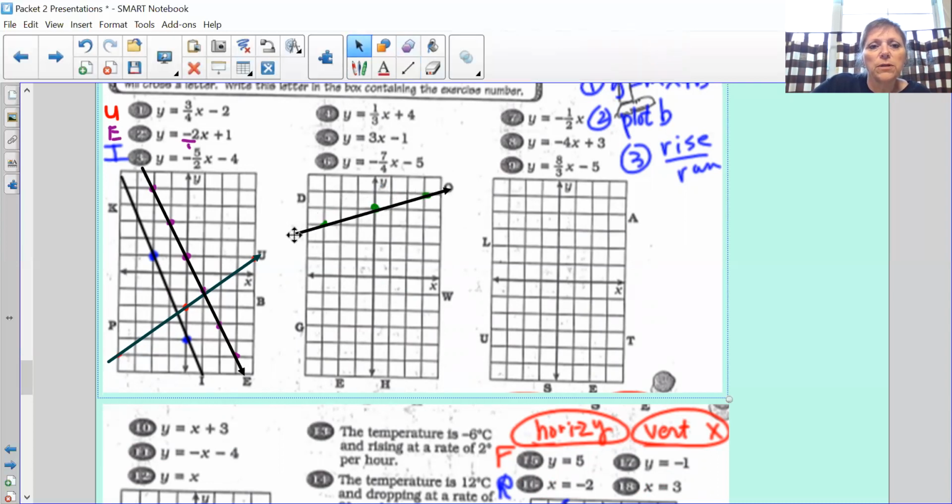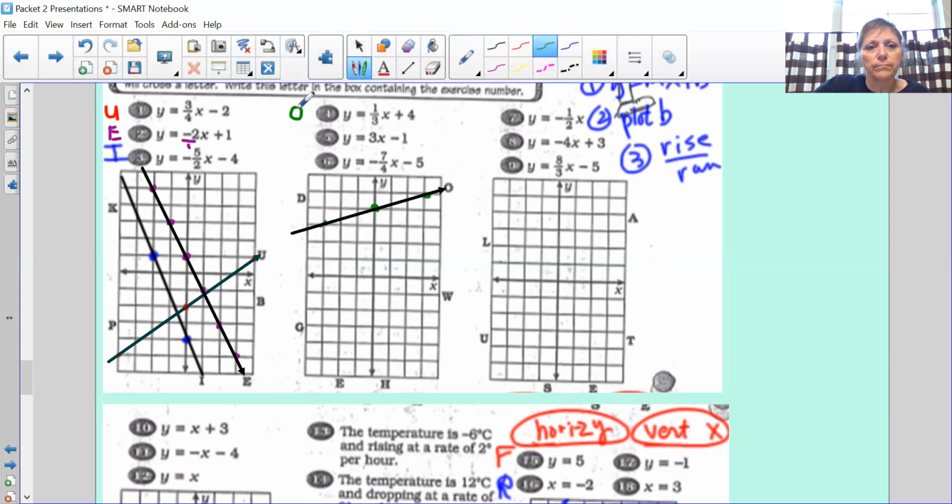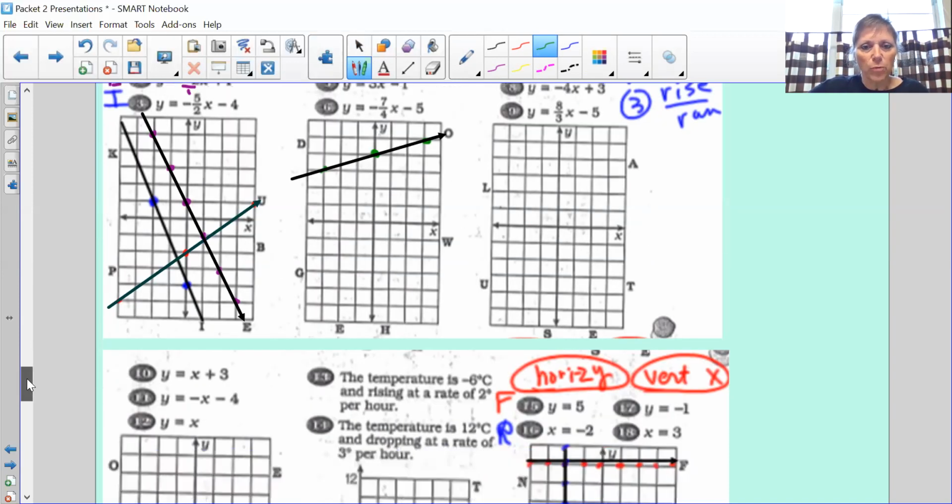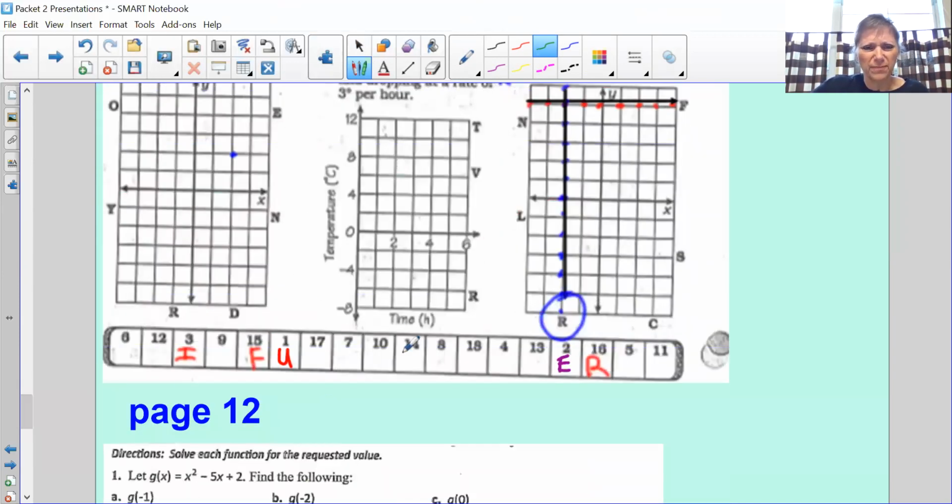Okay, a little adjustment. Okay, good enough. And this, I can't see my letter. Well, okay, it looks like O. Okay, and I like to make a cursive O to make it different than a 0. So number 4 is O.